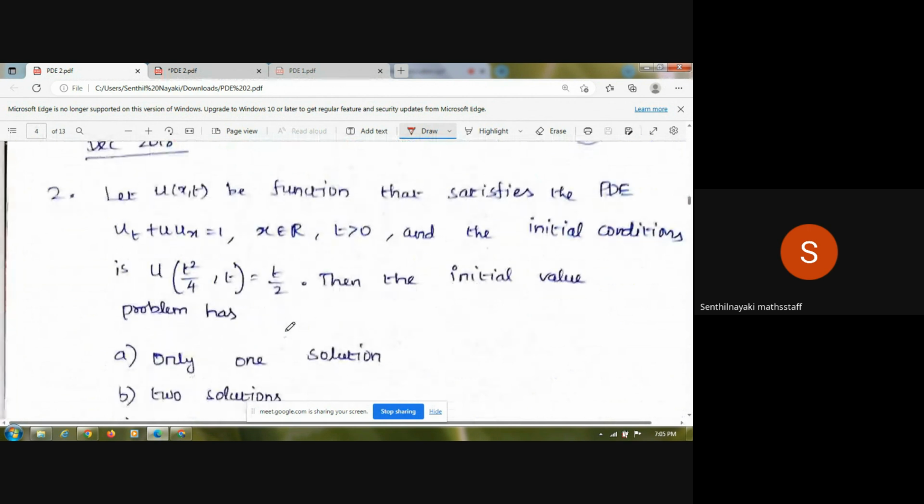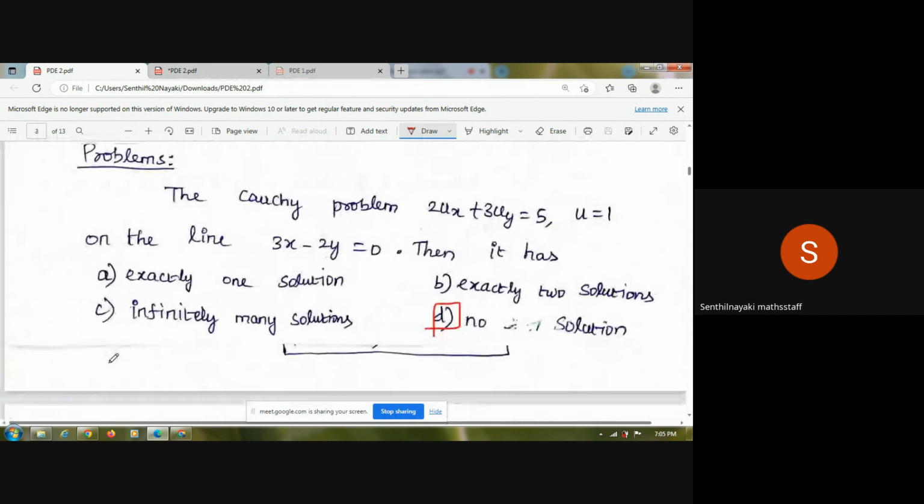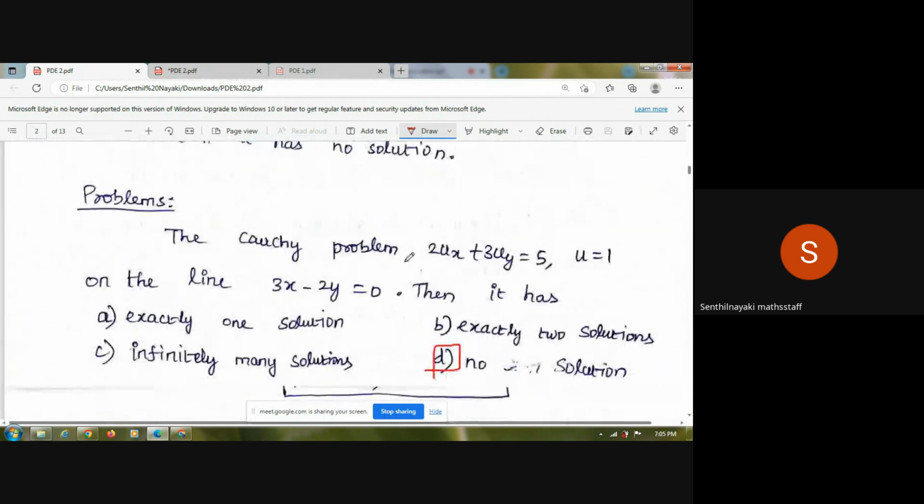Okay, one more question. Now I want to summarize this problem. First, from the given Lagrange's type equation, we have to find out the value of capital P, capital Q, and capital R. After finding the value of P, Q, R, we have to find out the parametric equations.